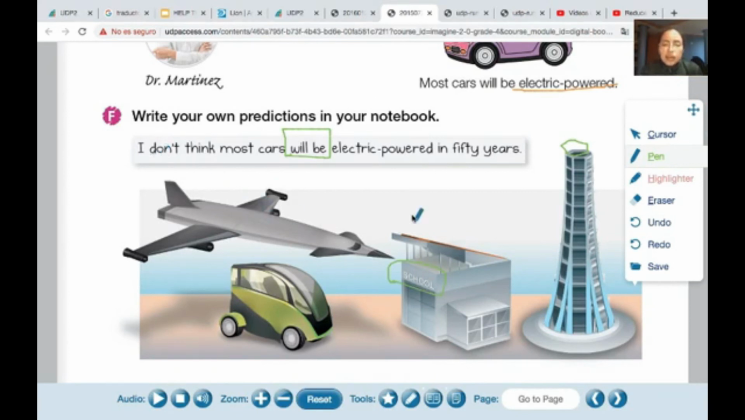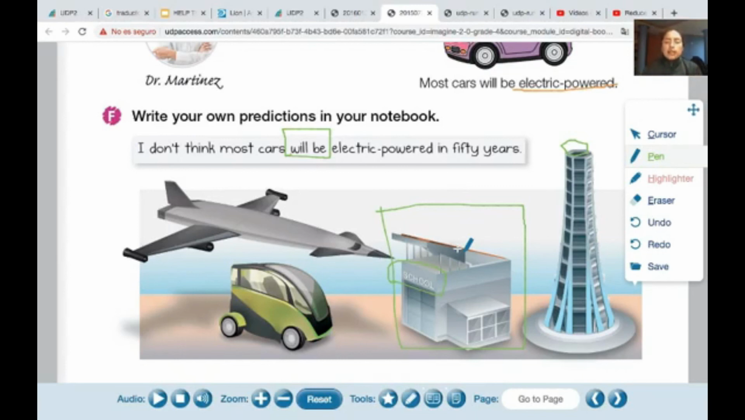And this picture, it is so interesting. Why? Because in the future, the schools will use solar panels. En el futuro, las escuelas van a ocupar paneles solares. That is so good for the environment.